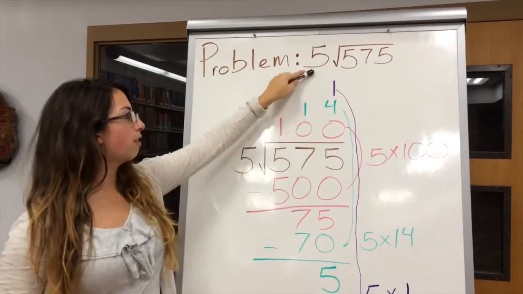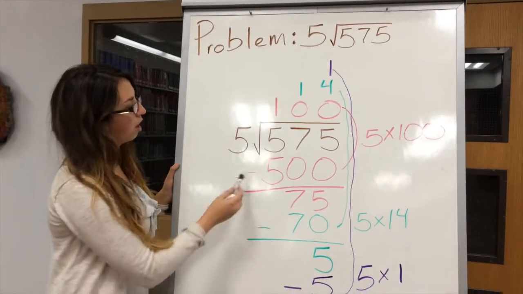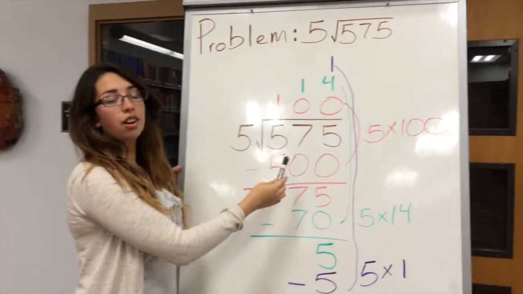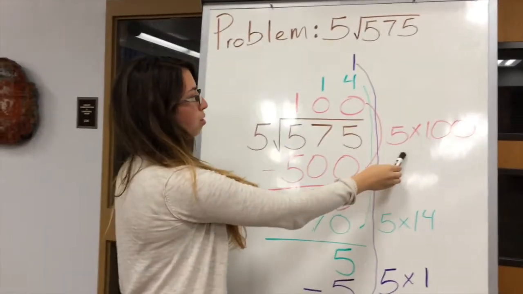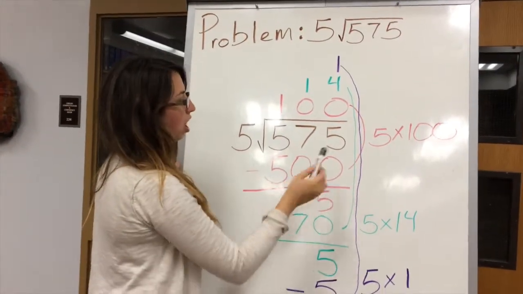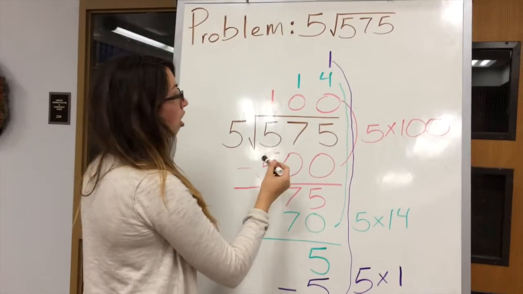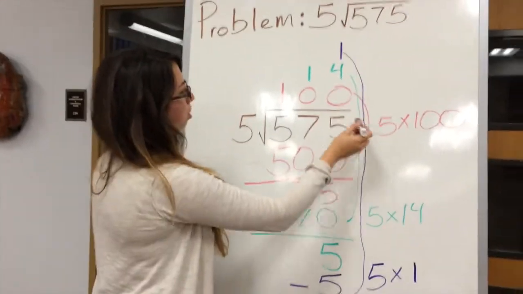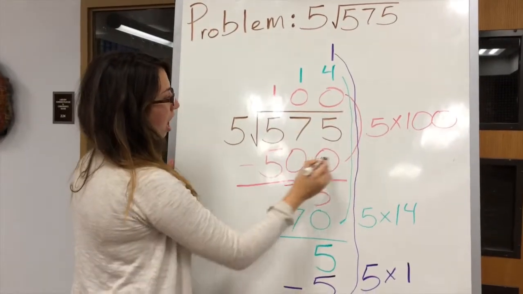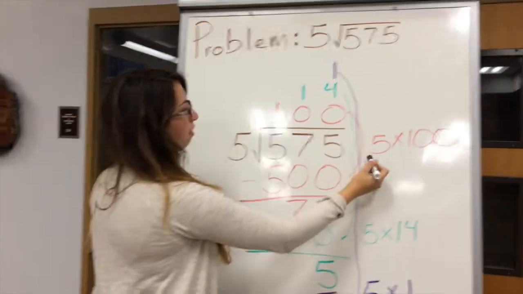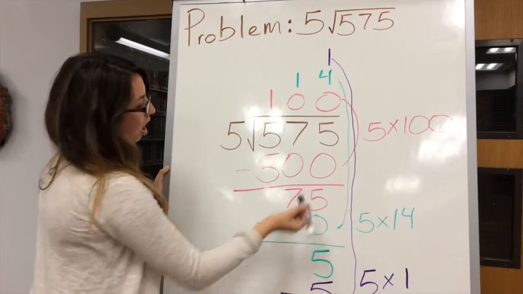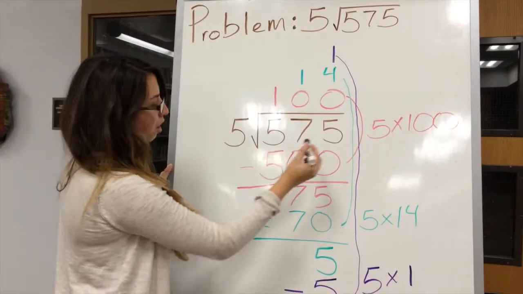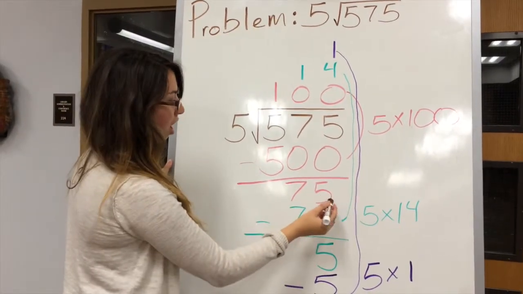Solving 575 divided by 5. If you take 575 divided by 5, first you need to figure out how many 100s are in 500. We can see that there are 5 100s in 500. So we put 100 up here and 500 down here, 5 times 100. After subtracting 500 from 575, we are left with 75.